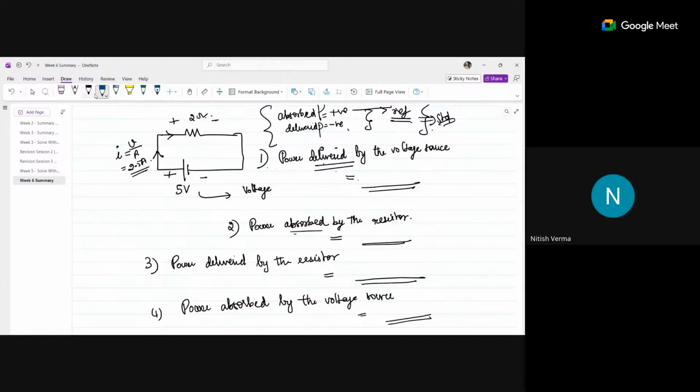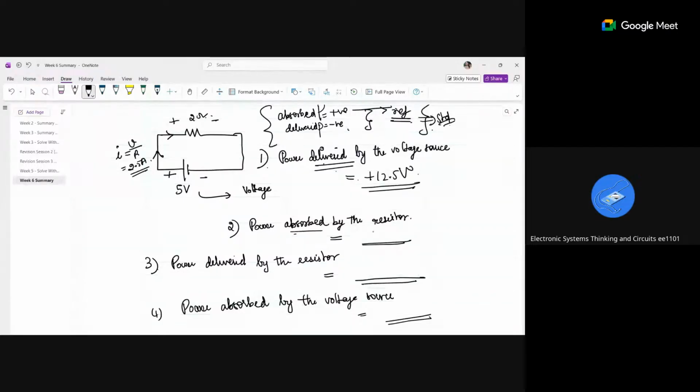If it is a negative before the magnitude, it means it delivered something, and if positive, then it may absorb something, if the question does not mention anything about delivered or absorbed. I hope by answering all these 4 questions, you will be clear with this concept. You just tell me, power delivered by the voltage source, what is the sign and what is the magnitude? It's plus 12.5, right?